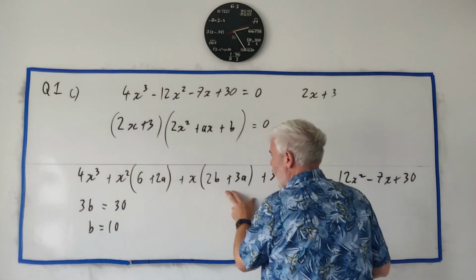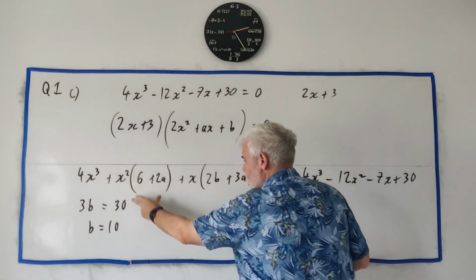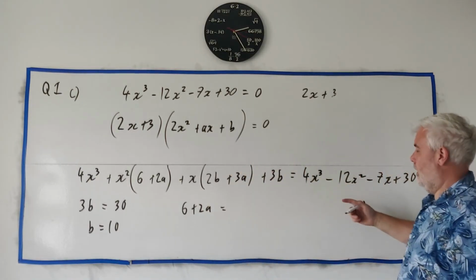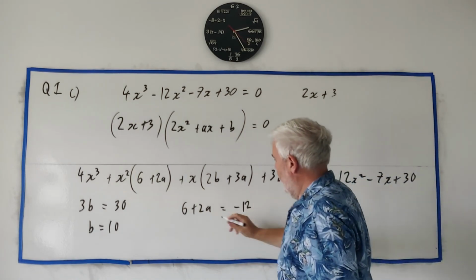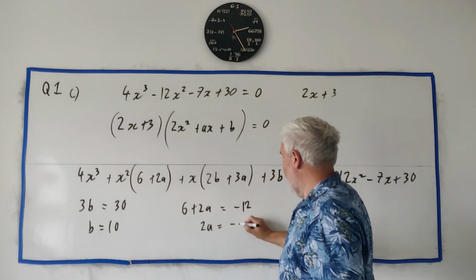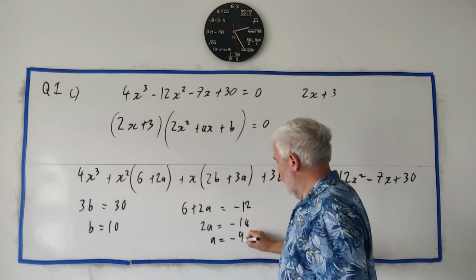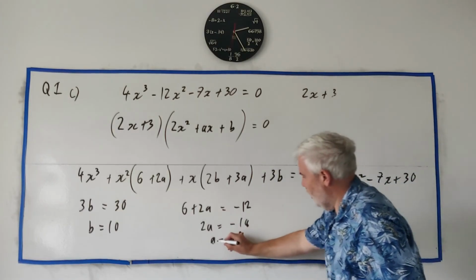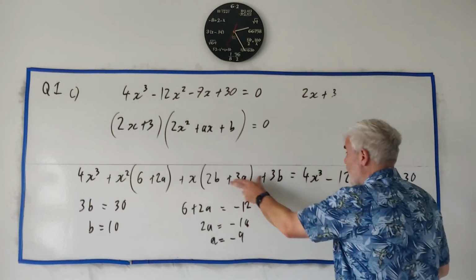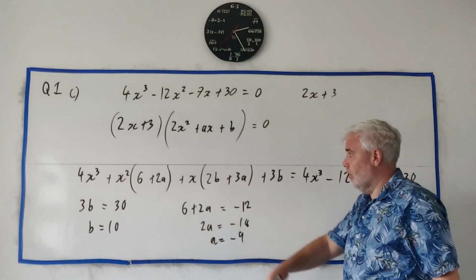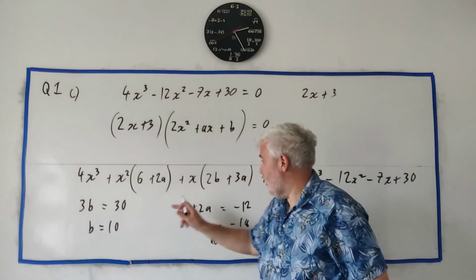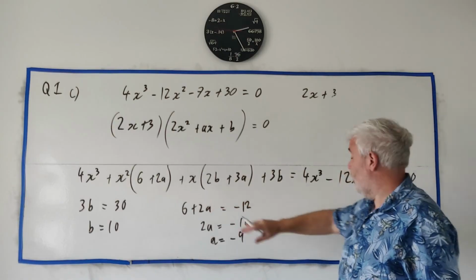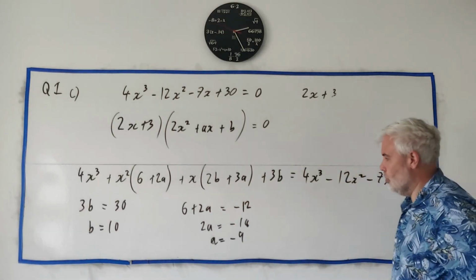But you could also do it for any one of these. I'll do the x squareds next. It tells me 6 plus 2a is equal to minus 12. Rearrange that: 2a is equal to minus 18. a is equal to minus 9. Sorry, my a's and 9's look alike. Apologies. Let's put a little curl here. We don't need to use this one, but we could. You'd find 2b, or 20, plus 3a, or minus 27. That's minus 7 equals minus 7. So it should all work.